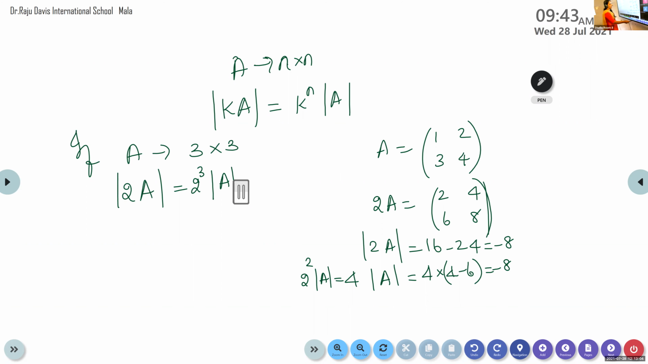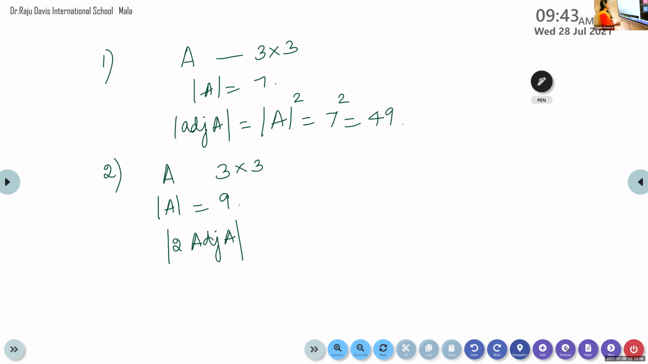Okay, now look at the previous question which we were discussing here. A is a 3 by 3 matrix, determinant A is 9. We want to find the determinant of 2 into adj A. So, how can we do it? Whenever a constant is there, we can take the constant outside, isn't it? A is a 3 by 3 matrix, so we can write this as 2 cube into determinant of adj A. Is it correct?